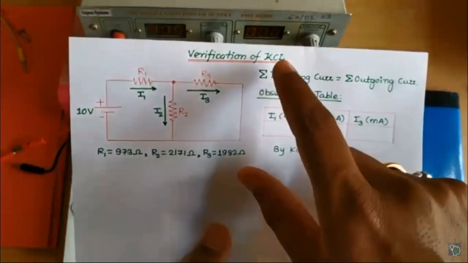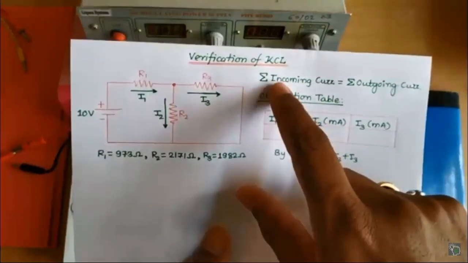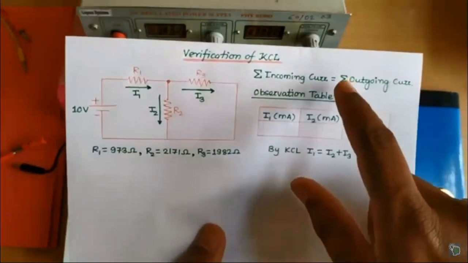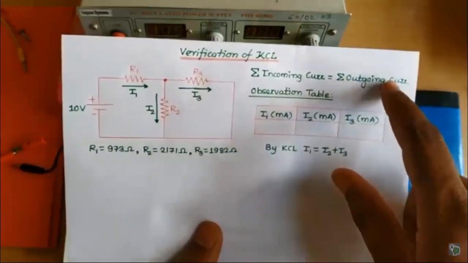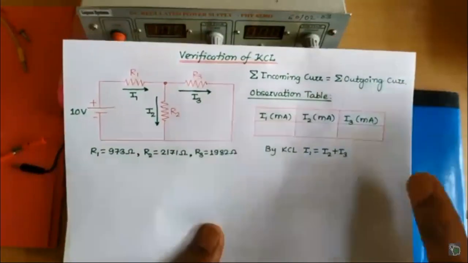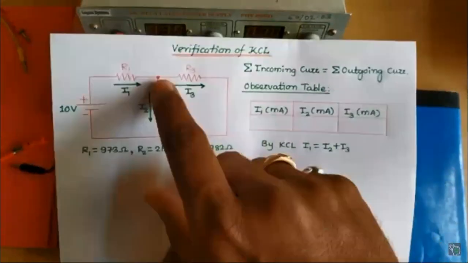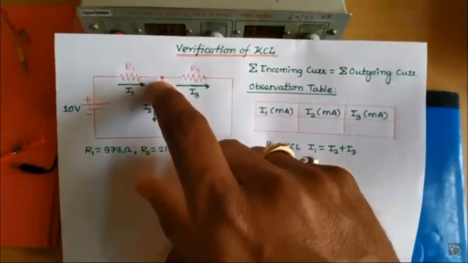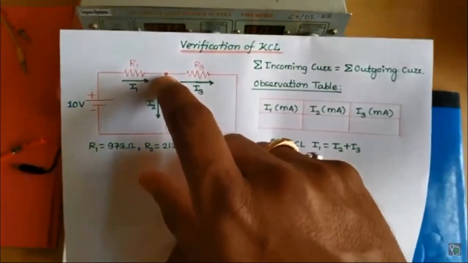Okay, KCL states that the algebraic sum of all incoming currents is equal to the algebraic sum of all outgoing currents at any node. Okay, so far as our circuit is concerned, we are having this node.